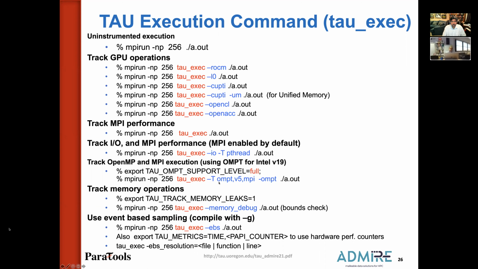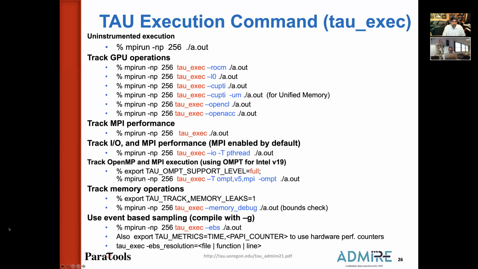In this case, I'm saying I want to use the OpenMP tools interface, version 5 tag, and the MPI tag for the configuration of TAU, and set some environment variables as well. Like here I'm saying to track OpenMP executions with MPI, turn on the environment variable TAU_OMPT_SUPPORT_LEVEL to full. So this generates profile data for not just thread 0, but also thread 1 through n-1. This can be used with Intel compilers, version 19 or later. Even Clang compilers support this, and more compilers are looking into supporting the OpenMP tools interface.